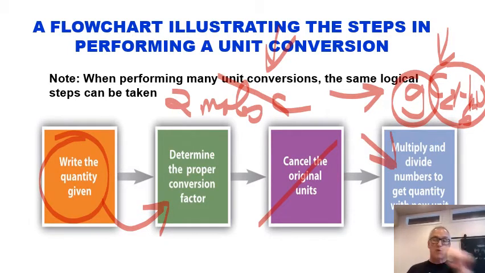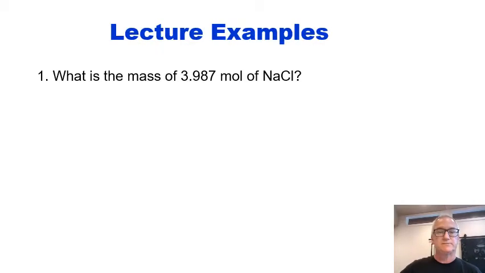And you should cross out everything. Once you've crossed out everything, the only unit left should be the unit you want. Then all the numbers, all the coefficients in the top and the bottom, get calculated at the end. We'll do a lot of examples. Here's one right here. What is the mass of 3.987 moles of sodium chloride? What's the first thing we do?